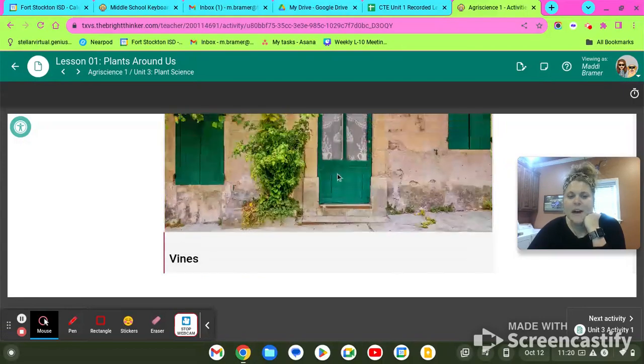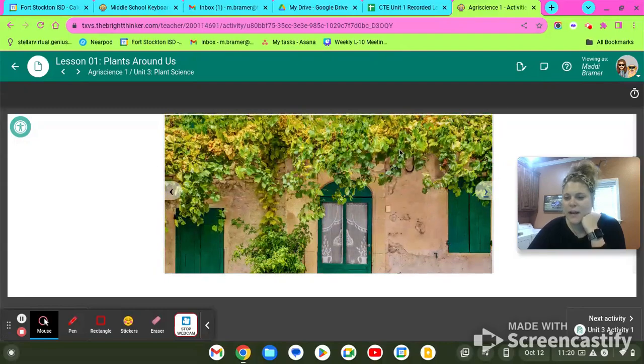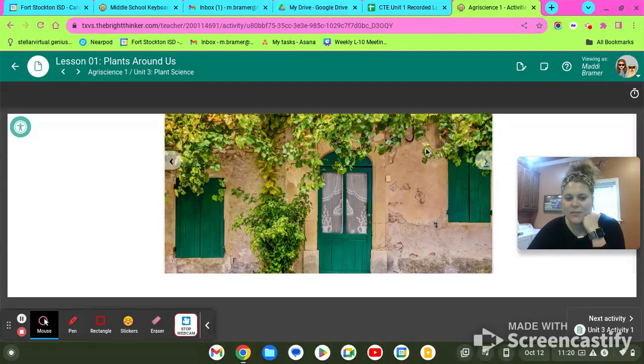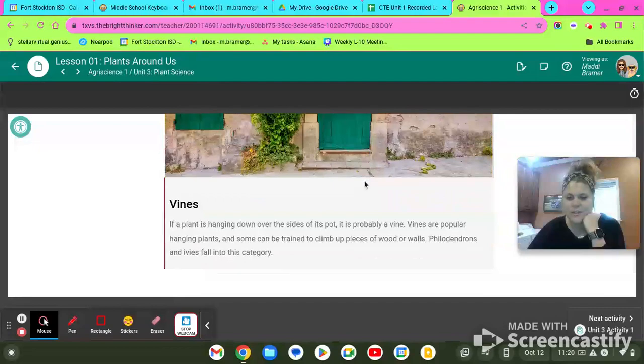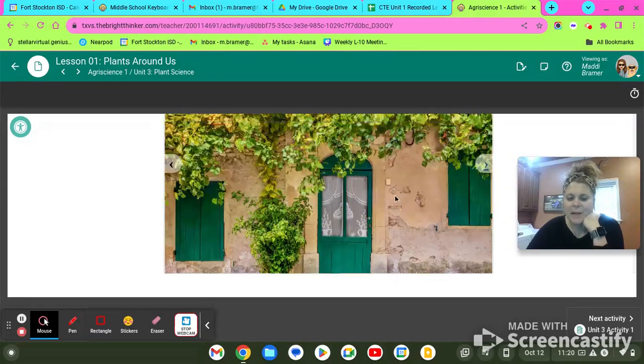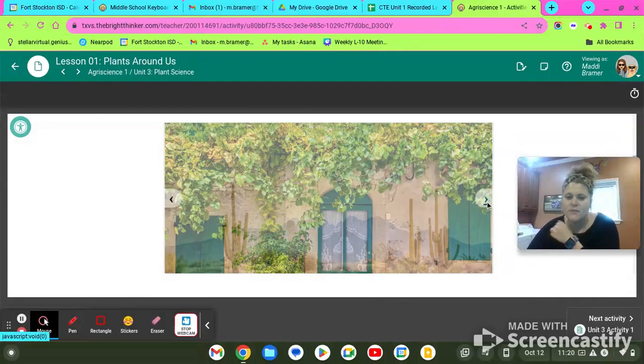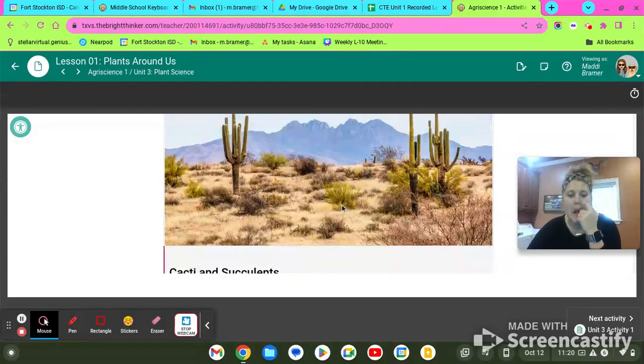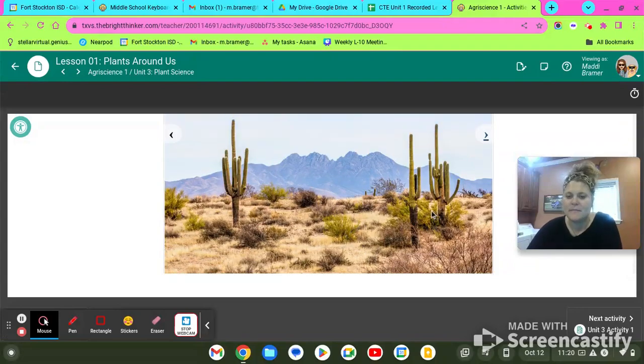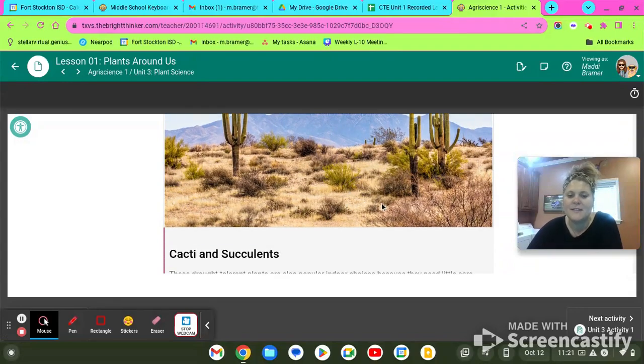Okay, then we've got vines. I always think of outside of castles when I think of vines, like Princess Diaries when she's climbing over that wall. So vines are really popular. Hanging plants, like a spider plant, English ivy, all of those. Cactus, or cacti is the plural for cactus, if you didn't know that, and succulents.